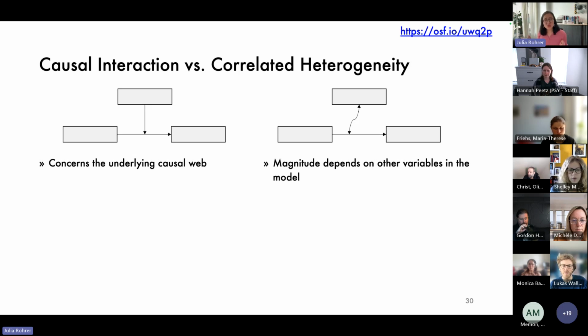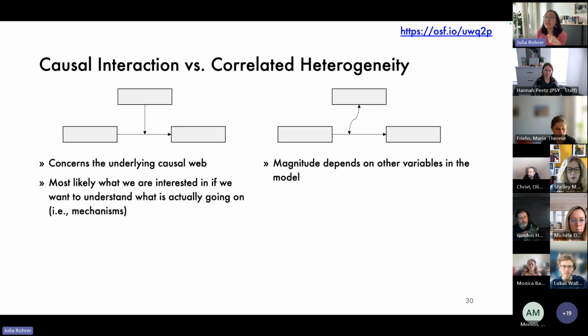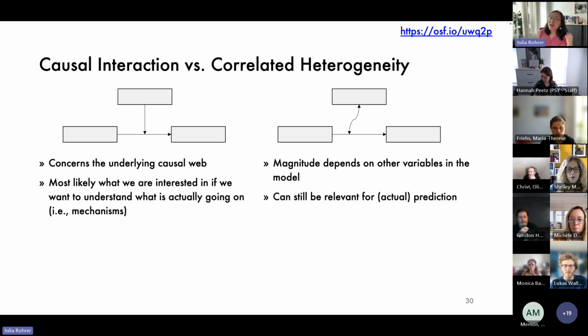So there's not a true correlation between the moderator and the outcome. It depends on which other variables are in the model, just like there's no true correlate or association once there are more variables in the model. I do think it's very plausible to argue that we are most likely interested in causal interactions because we usually want to understand what is actually going on and how the interaction works and why that might vary between people. But correlated heterogeneity could still be interesting if you actually just want to predict how effects will turn out.